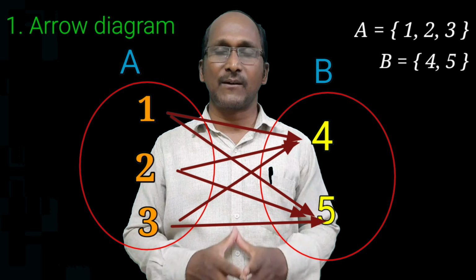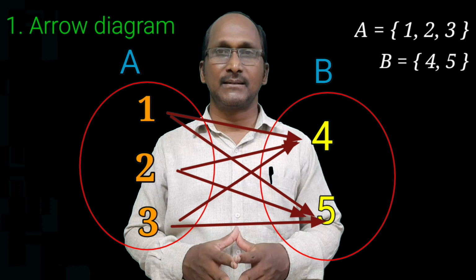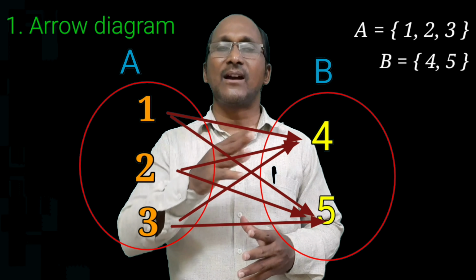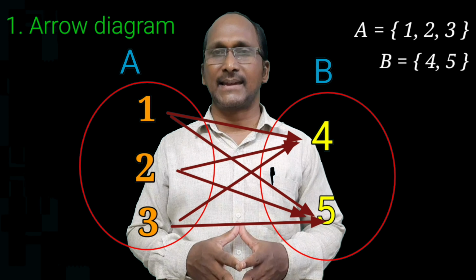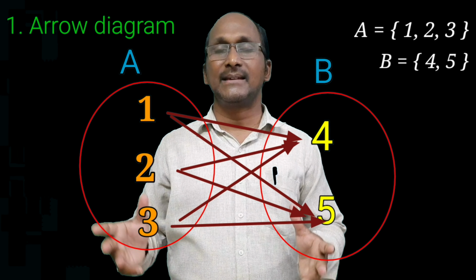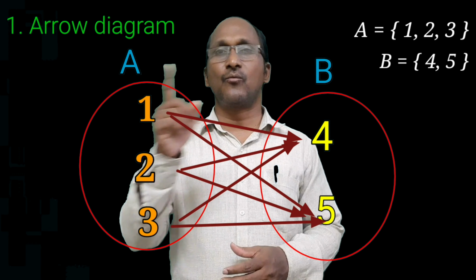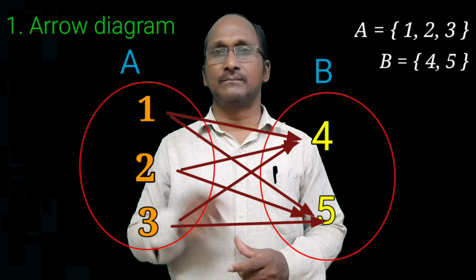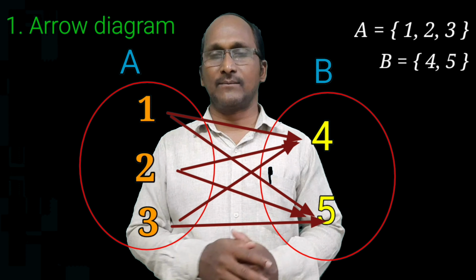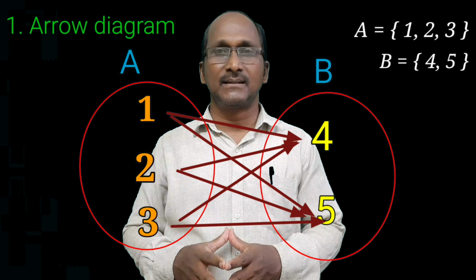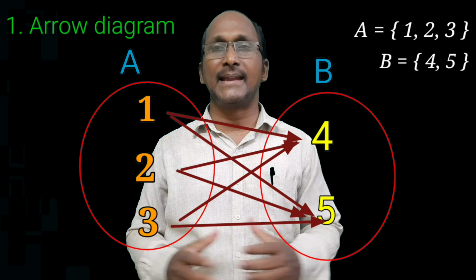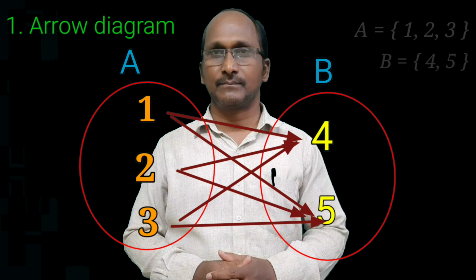So this type of representation is called arrow diagram. From this we can see all the possible relations between the elements of A and elements of B. So A cross B is equal to (1, 4), (1, 5), (2, 4), (2, 5) and (3, 4), (3, 5). This is the cross product of A and B, that is A cross B in arrow diagram.